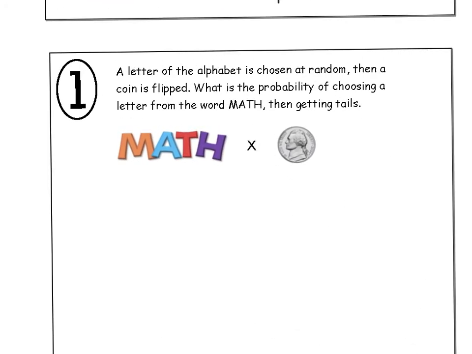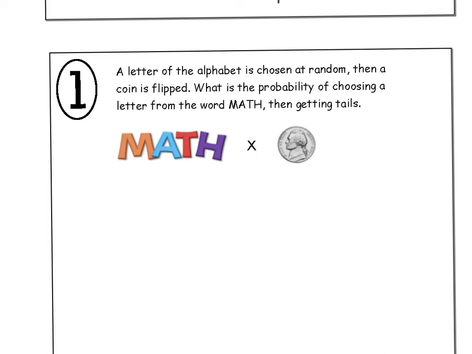A letter of the alphabet is chosen at random and then a coin is flipped. What is the probability of choosing a letter from the word math and then getting tails? Okay, so these are going to be a little different. They're not just all going to be your ones about number cubes. There are going to be some of those, but some of these are a little trickier. So you've really got to read and think.